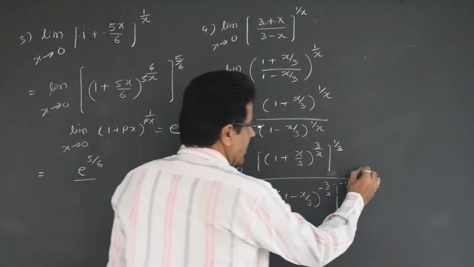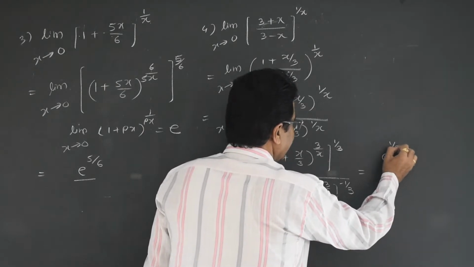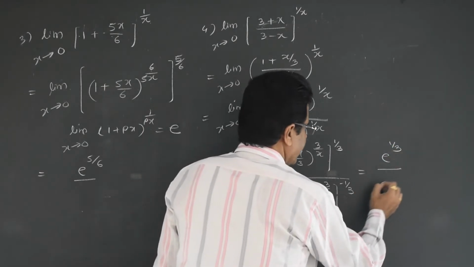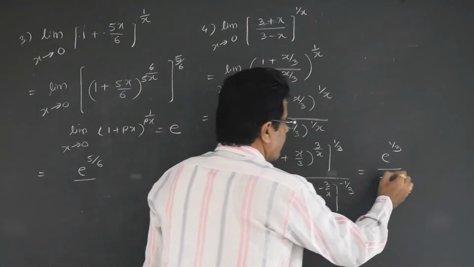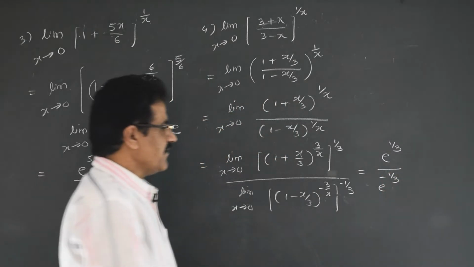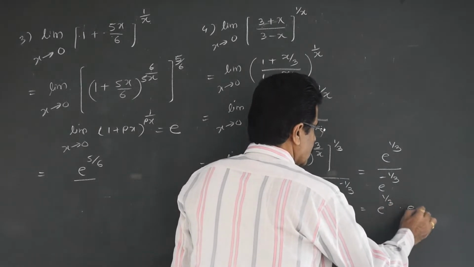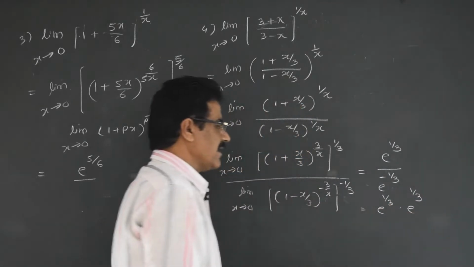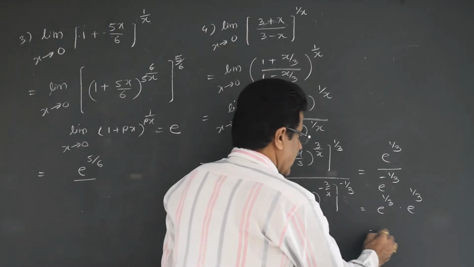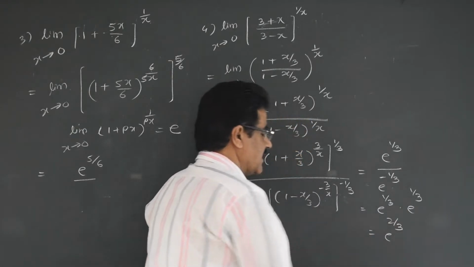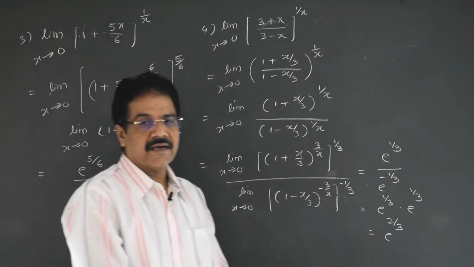So here the value of this term is e raised to 1 by 3 and the value of the denominator is e raised to minus 1 by 3. We can shift e raised to minus 1 by 3 to the numerator so that it will be e raised to 1 by 3 into e raised to 1 by 3, so that we can write down the final answer as e raised to 2 by 3.